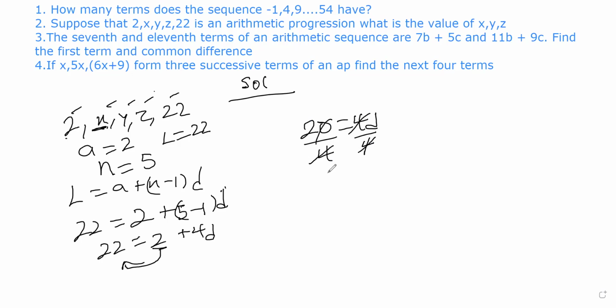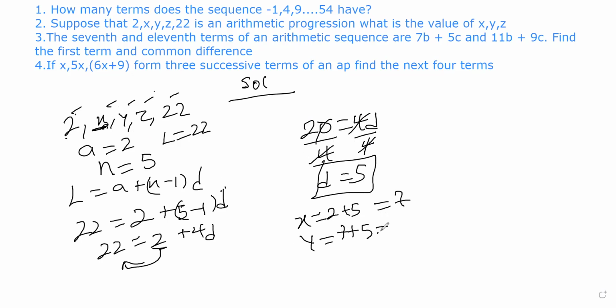our d becomes 5. So our common difference is 5, the number we keep adding. So x will be 2 plus 5, because to get the next number I have to add 5, which is x. That's 7. Y will be the next number, 7 plus 5, which is 12. Z will be the next number, 12 plus 5, which is 17. If I add 5 to this again, I will get 22.